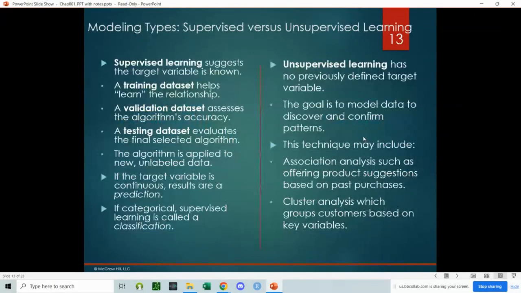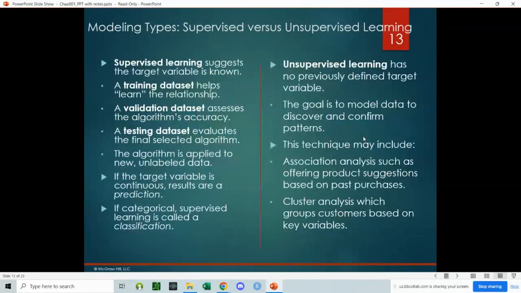So modeling types, supervised versus unsupervised learning. I mentioned this concept a little bit earlier, but in modeling, we can use supervised or unsupervised learning. Supervised learning has a known target variable, and a training data set is used to learn about the relationship between the variables. A validation data set can determine the accuracy, and the testing data set evaluates the model.